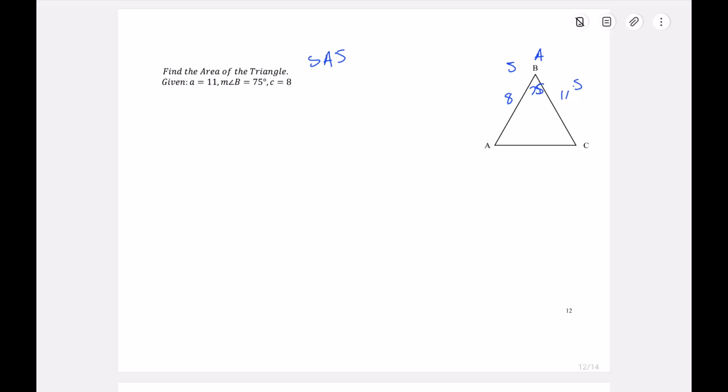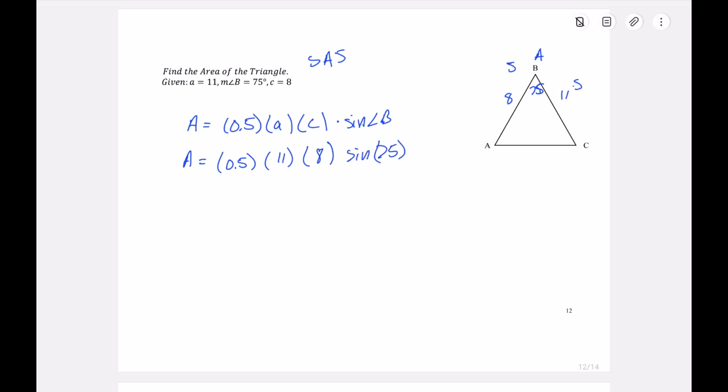When we're given angle B, we are going to use the equation one half times A times C times the sine of angle B. So our area is going to equal one half times 11 times 8 times sine of 75. If we plug that into our calculator, we are going to get approximately 42.5 as our area.